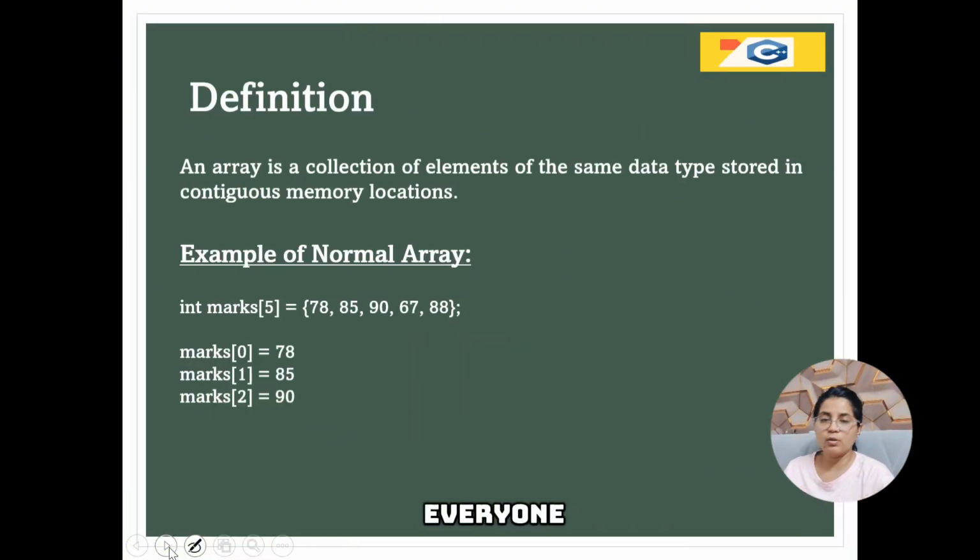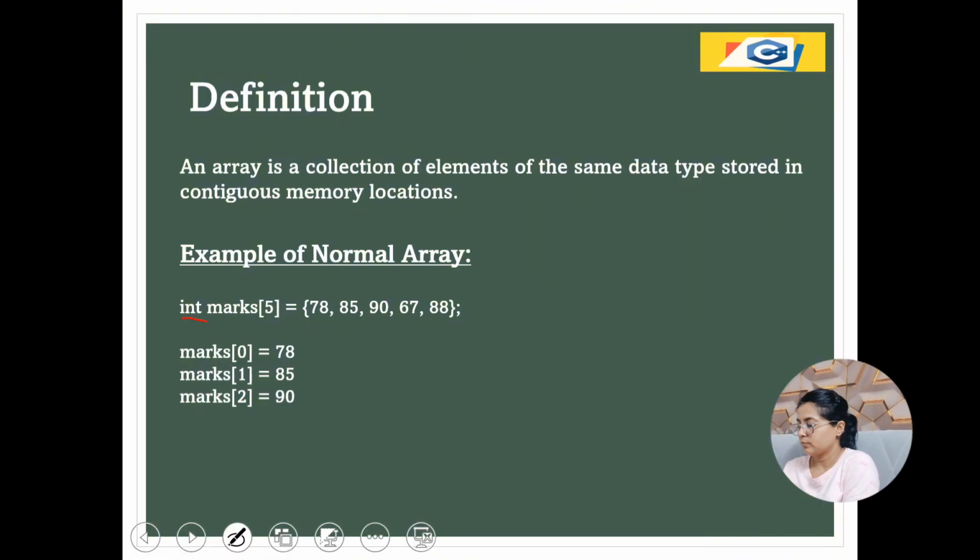What is an array? Everyone knows, right? An array is a collection of elements of similar data type. You can see here in an example, I have an array of which type? Integer type. And the array name is marks. How many elements are stored in this array? 5. So you can see all the elements are of type integer.